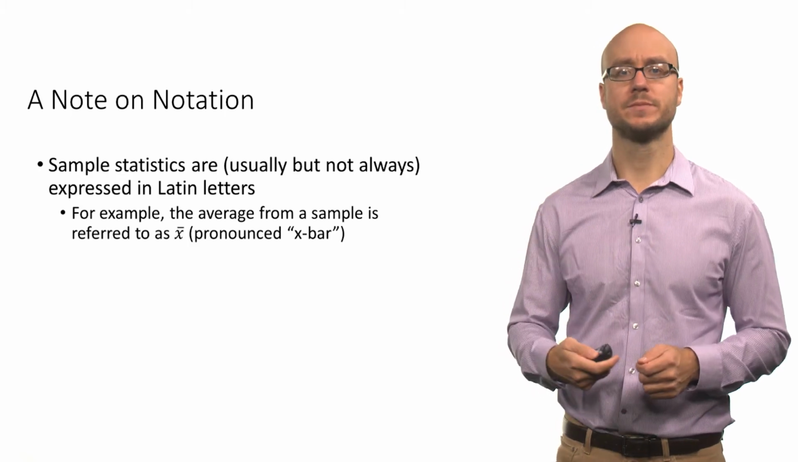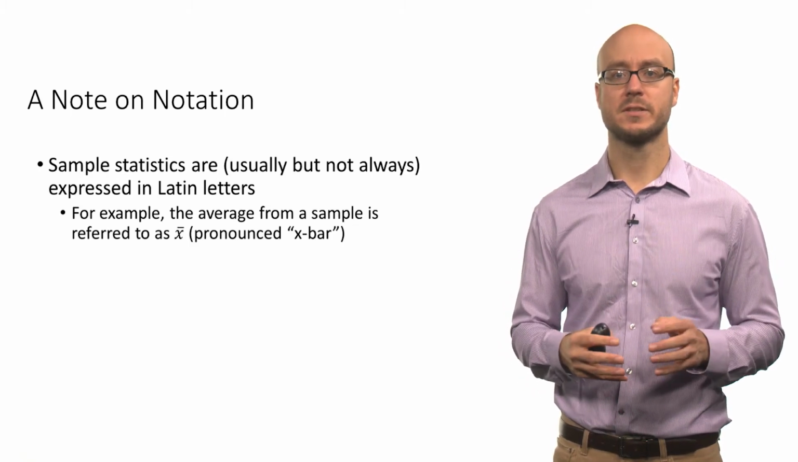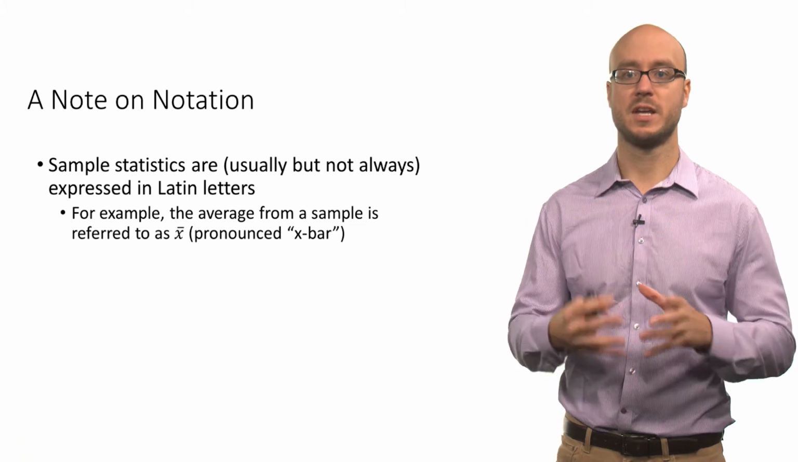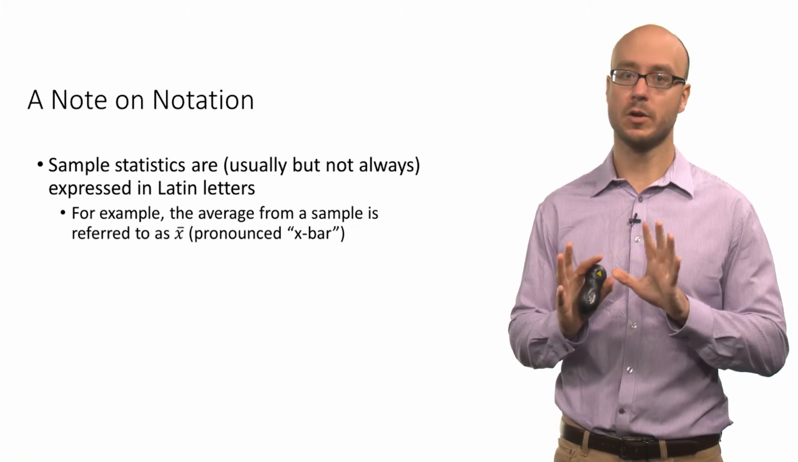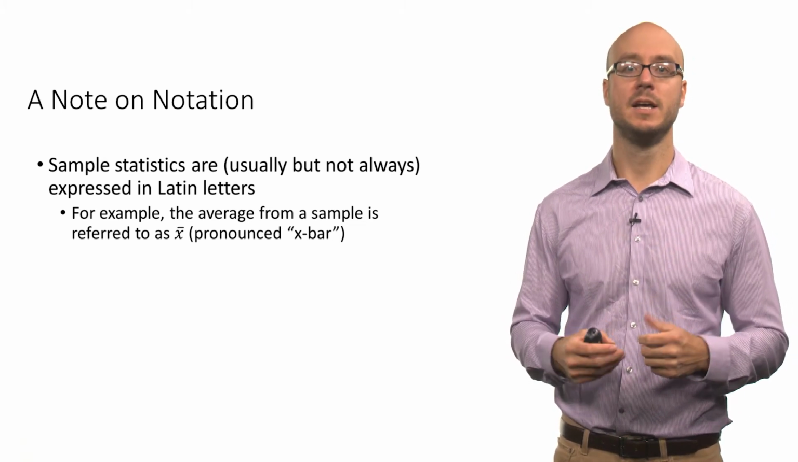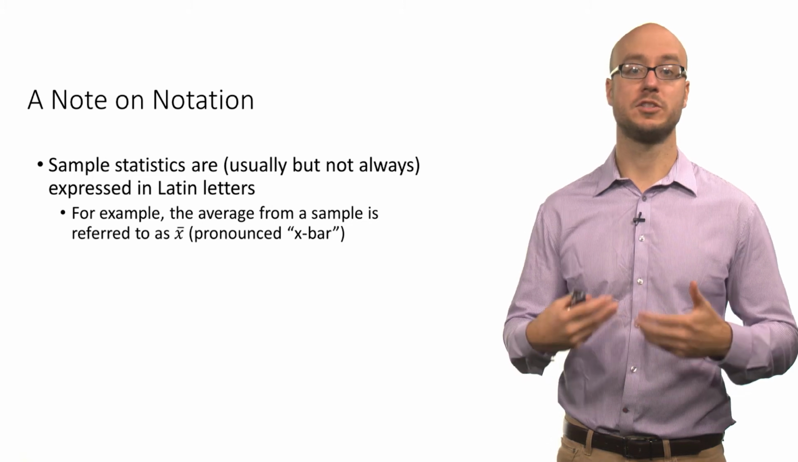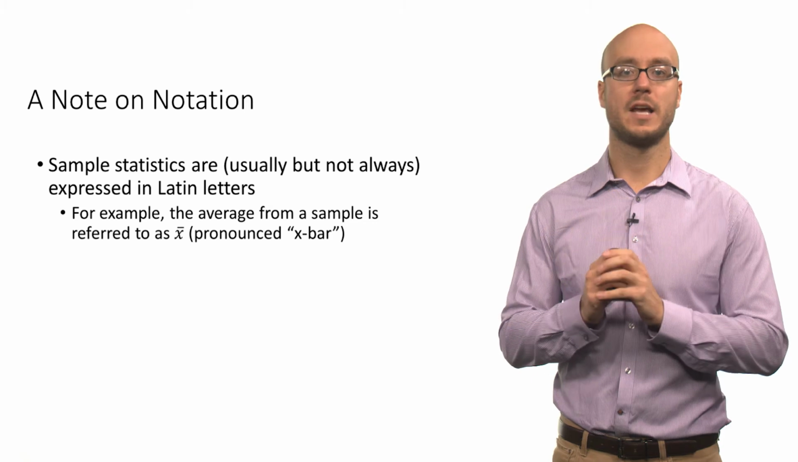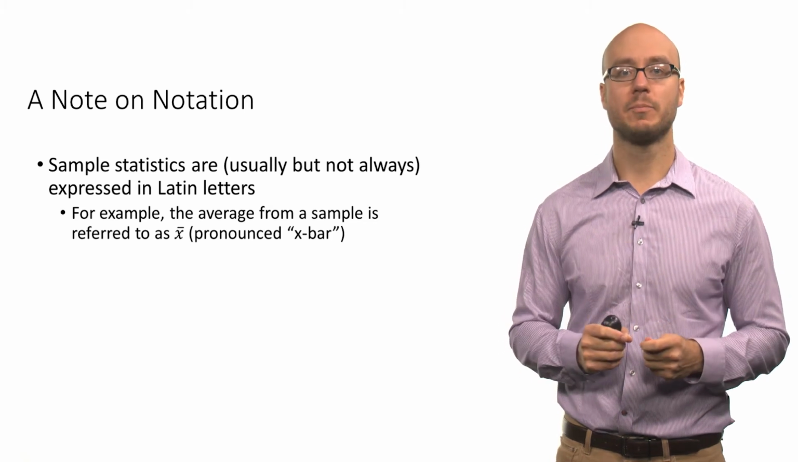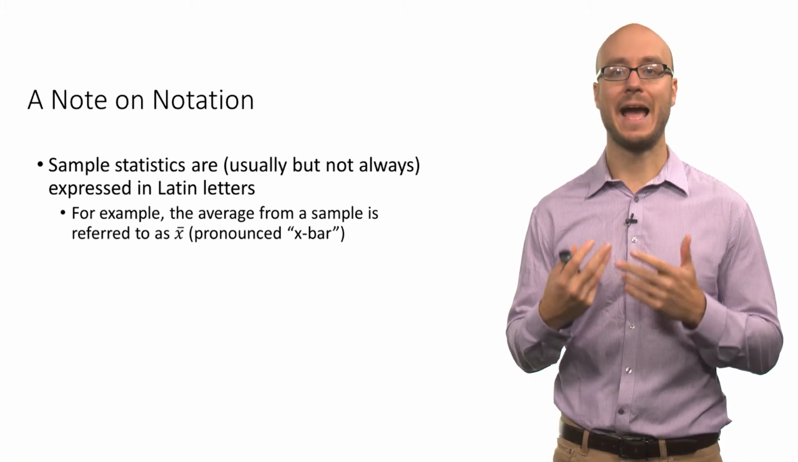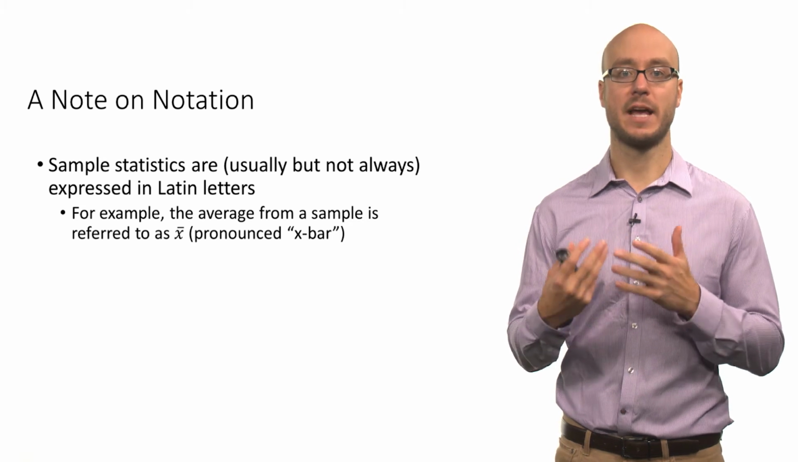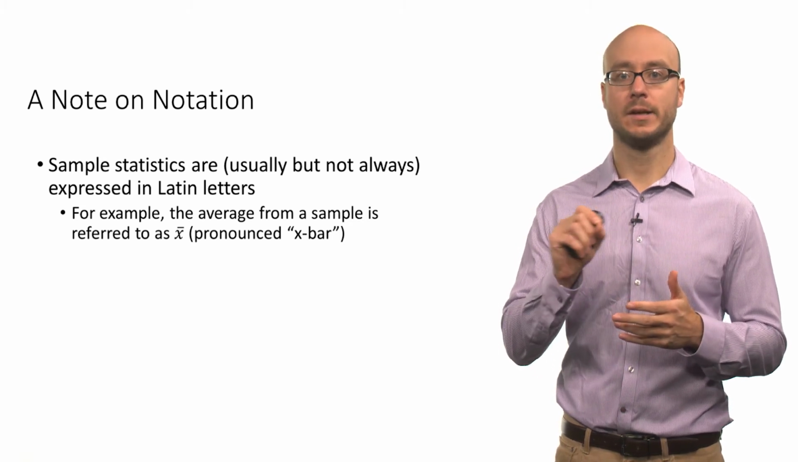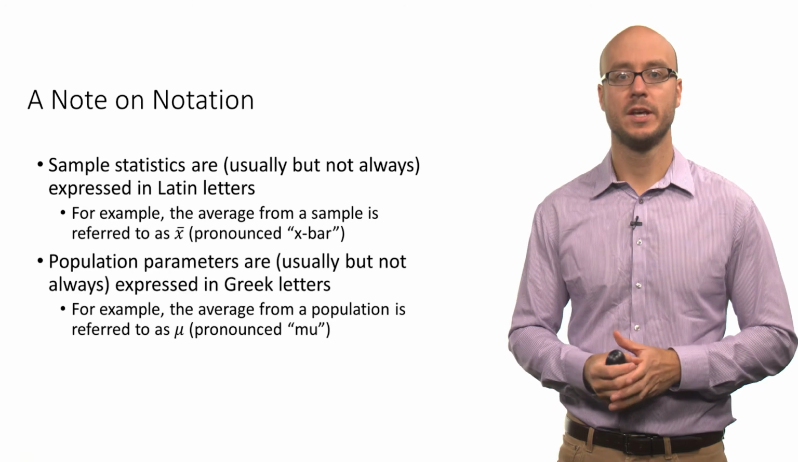Another note on notation is that sample statistics, meaning numerical summaries from a sample of data, are usually, but not always, expressed in Latin letters. Latin letters are the letters used in English, for example. And here's just one example. If you look at the average from a sample, this is labeled X bar. It's pronounced X bar, just an X with a bar over it. And this is just by convention.